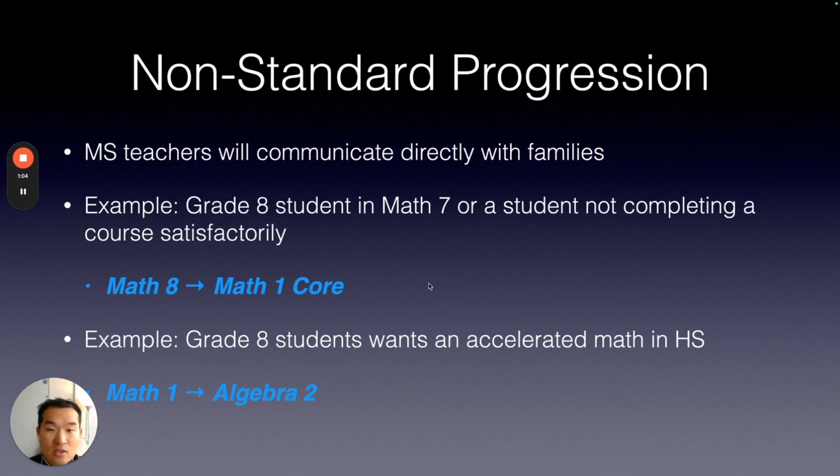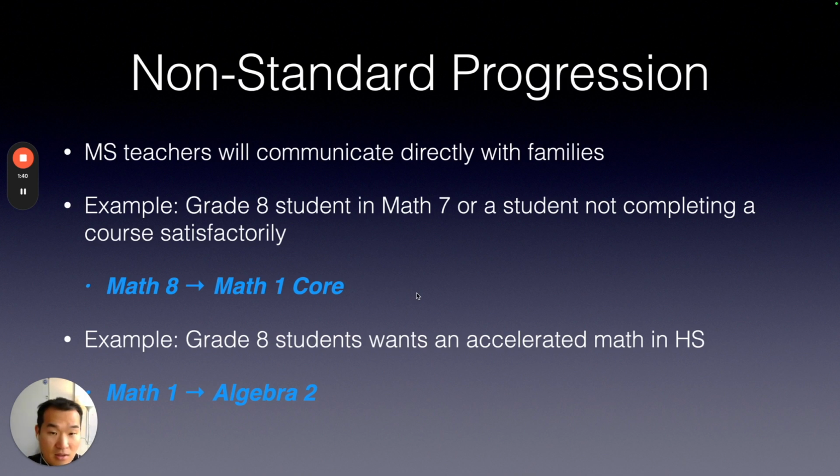But if your child is on a non-standard progression, so for example, if a grade 8 student is in Math 7, or the student is not completing the course satisfactorily, like for example, Math 8, they're going to go to Math 1 core, or another example is if the child is going to take an accelerated math, for example, if you want your child to go from Math 1 to Algebra 2, all these things is going to be communicated with the families directly. So at this point, you should have gotten some sort of communication from the math department in the middle school if your child is on a non-standard progression.